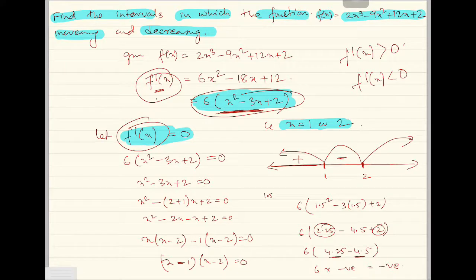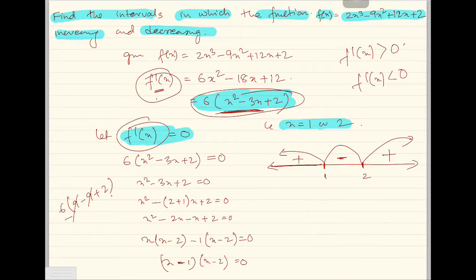Did you understand, everyone? And finally check beyond 2. Let me put 3. So it will be 6 into 9 minus 9 plus 2. So 9 and 9 get cancelled, and I'm getting positive. So here I got the solution. So let me write it down here in detail.